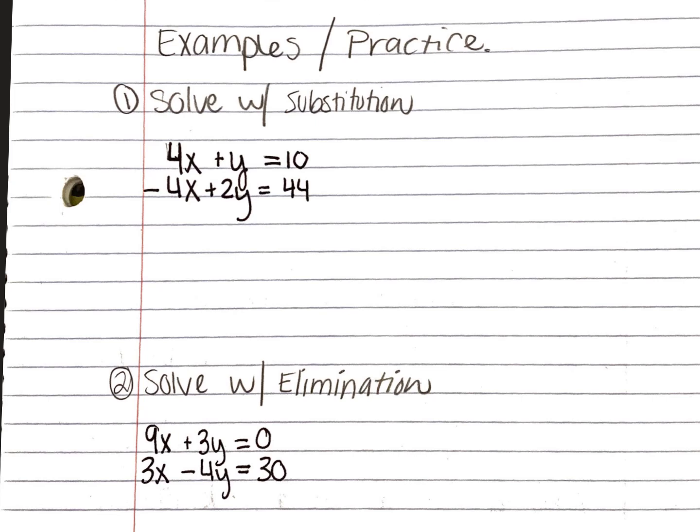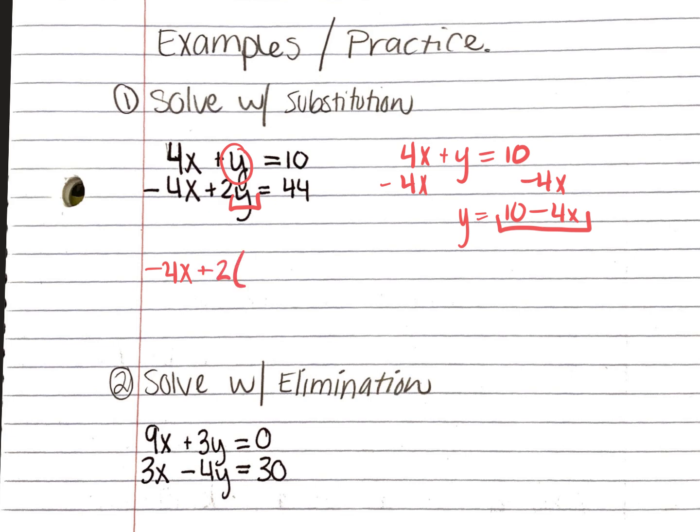So when you're solving equations by substitution, you want to pick a variable and get it by itself. So I'm going to get the y by itself here by subtracting this 4x over. So y equals 10 minus 4x. Then I plug that in where the y is in my second equation. So negative 4x plus 2 times 10 minus 4x.